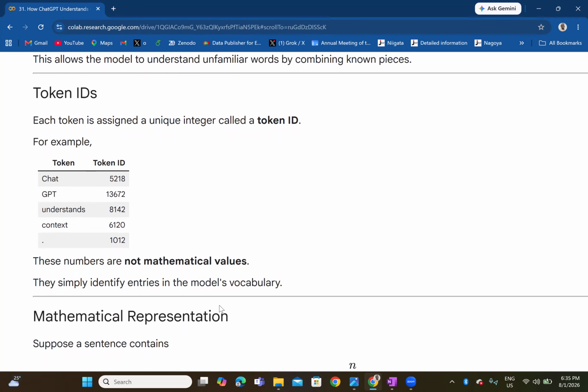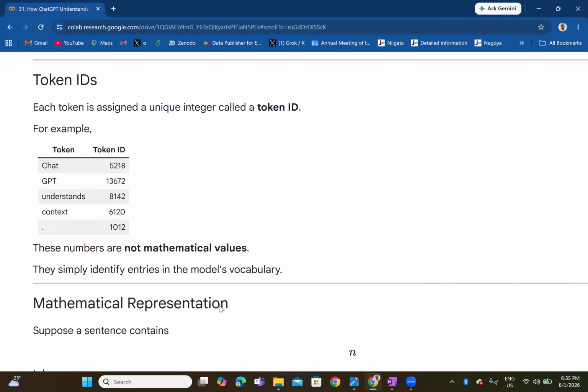And then we have token IDs. Now, each token is assigned a unique integer called a token ID. For example, chat can be 5218, GPT is 13672, understand is 8142, context can be 6120, and full stop is 101. So these numbers are not mathematical values actually. They simply identify entries in the model's vocabulary. So they're more like entry numbers into a token dictionary, if you like.